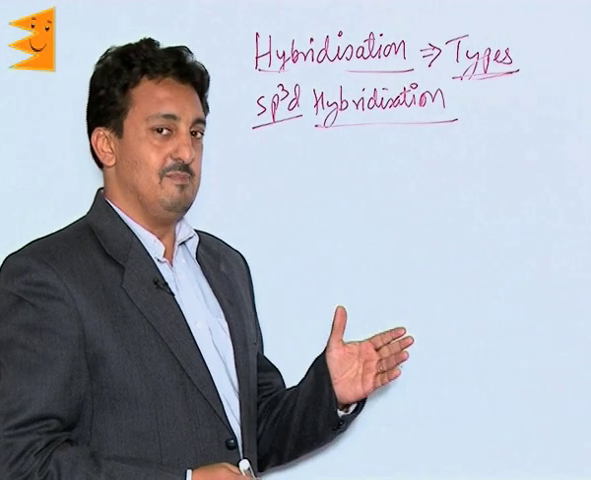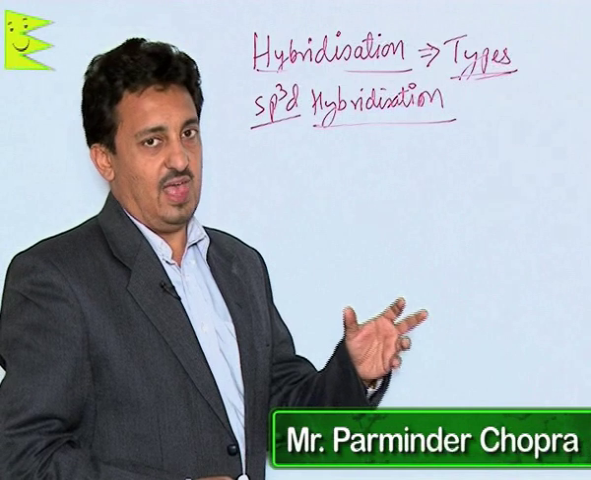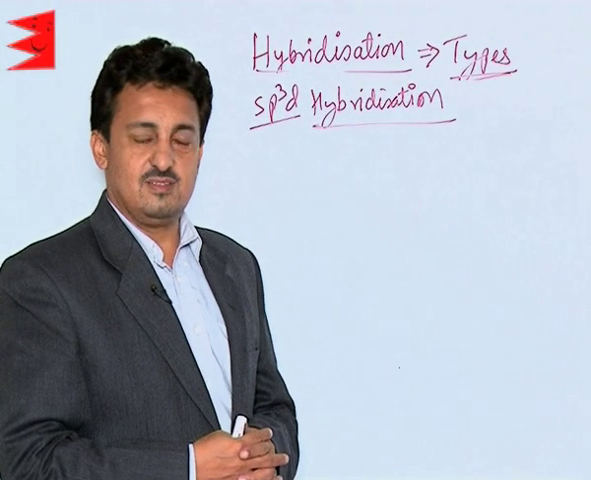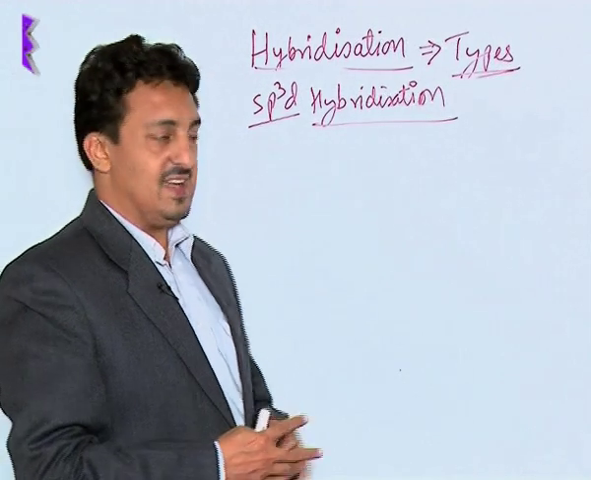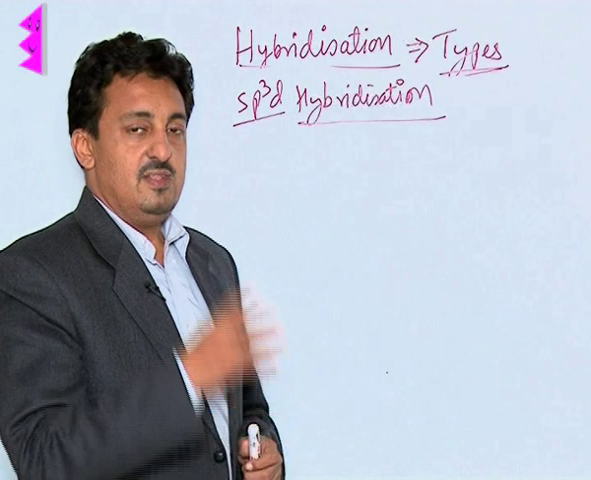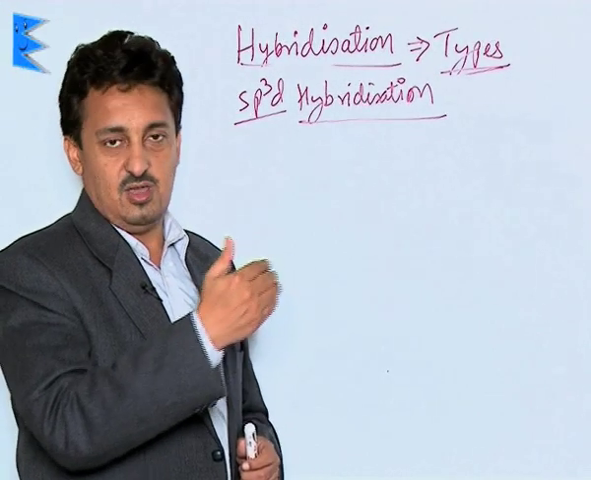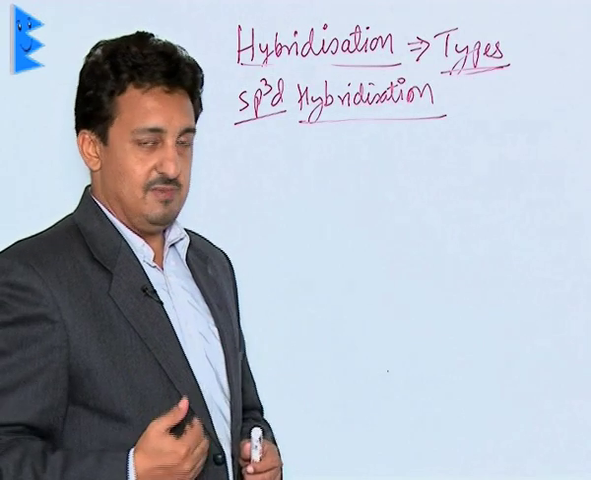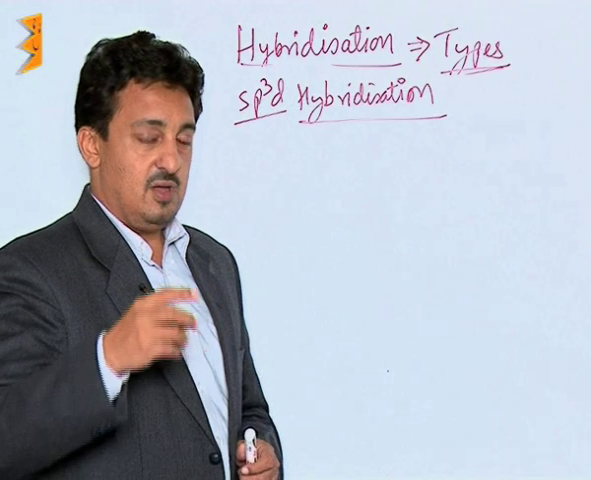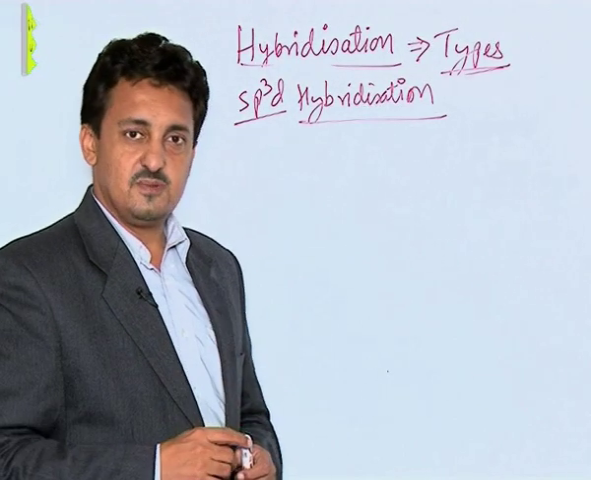Now let us take the examples in which the d orbitals are also involved in the hybridization. That means in the intermixing of the atomic orbitals. The first in the category is sp3d hybridization. Remember, this type of hybridization is mainly shown by the elements present in the third period onward. Third period onward elements have d orbitals or a d subshell, so that can be engaged in the hybridization.